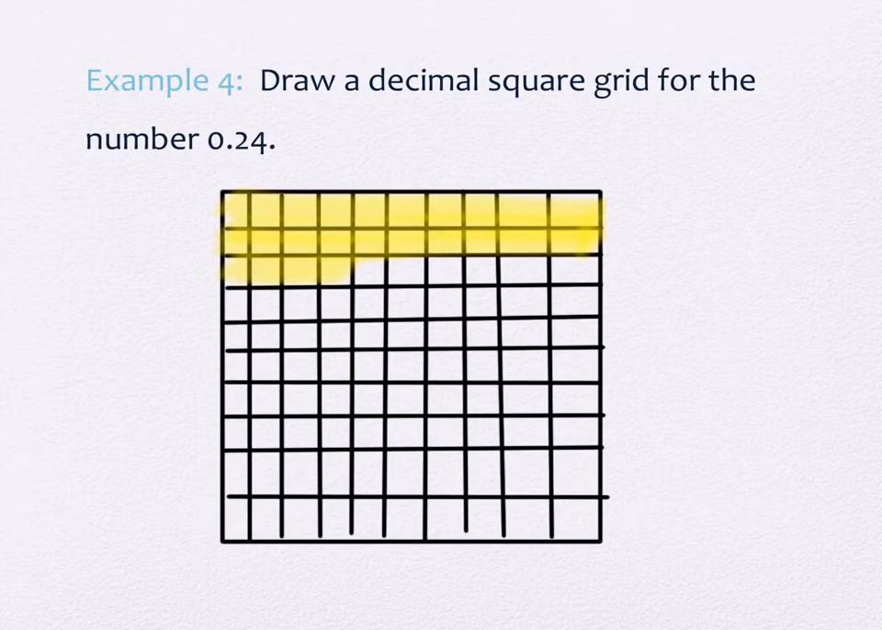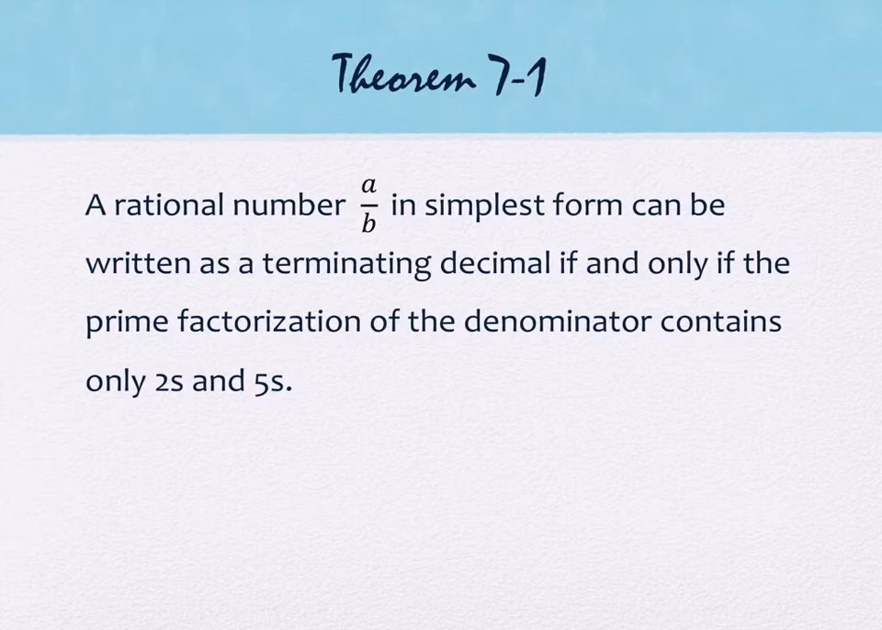All right, we're going to connect some of the things that we did before with fractions to the decimal stuff we're looking at next. Theorem 7.1: a rational number a over b, those are our fractions, in simplest form, can be written as a terminating decimal, so terminating means it stops, if and only if the prime factorization of the denominator contains only 2's and 5's.